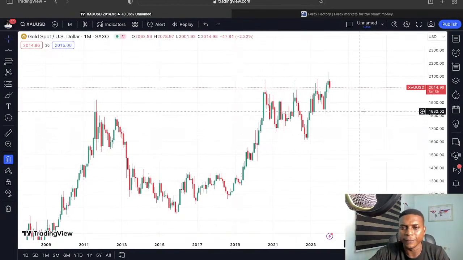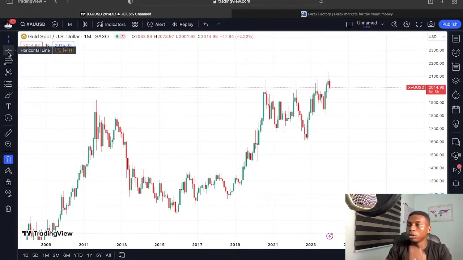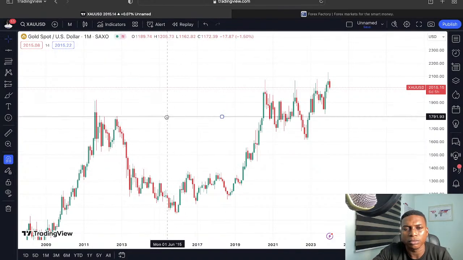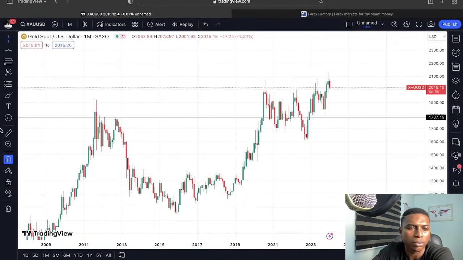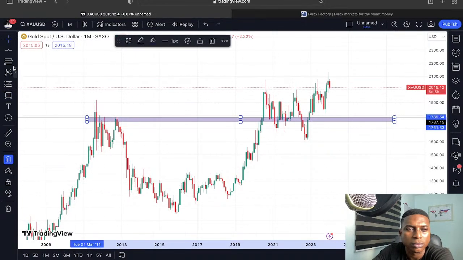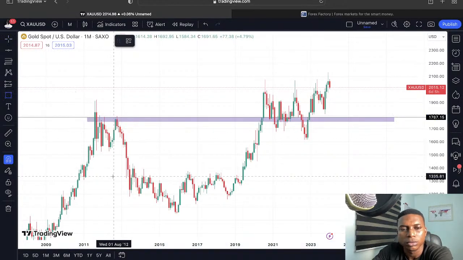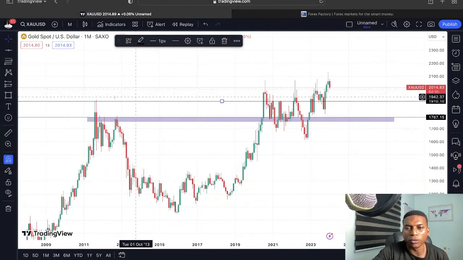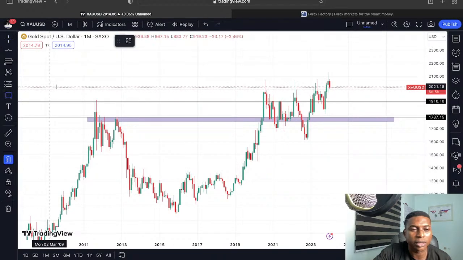Gold. Interesting. So from the monthly time frame now, we want to begin to look into market structure and also the levels, resistance and support zones. When you look into this, we can see levels of support and resistance being created here.